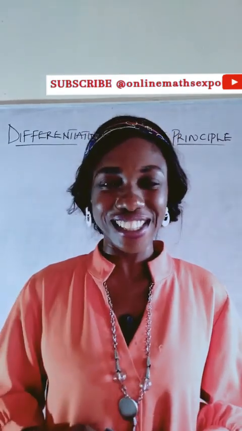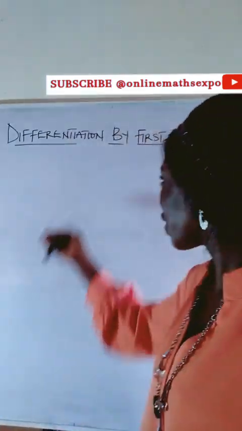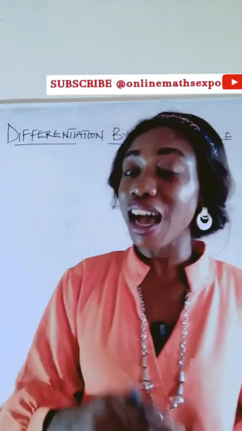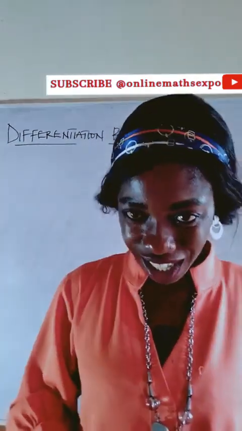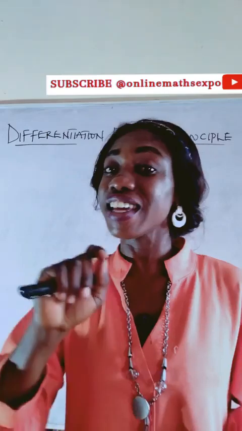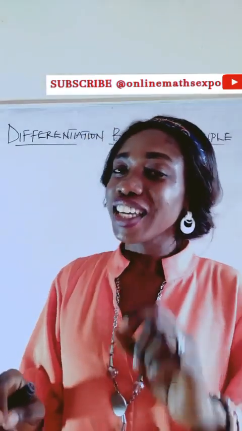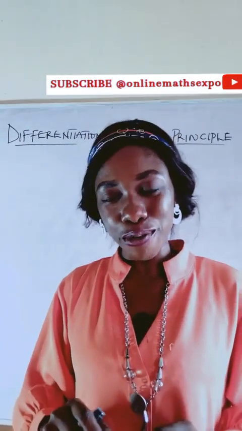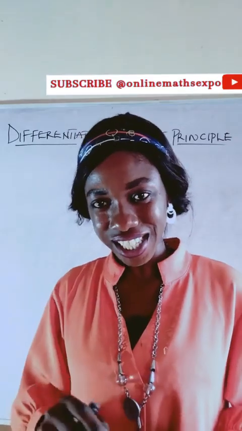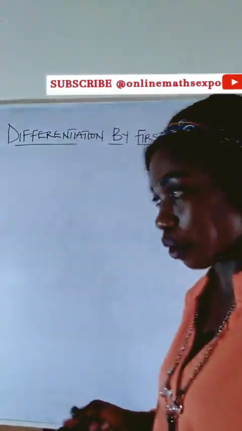Now, if you're ready for today's class, let's work it out on the board. But remember, when we talk about differentiation, it simply means the gradient or the slope of a curve at any given point. Now let's do it on the board.